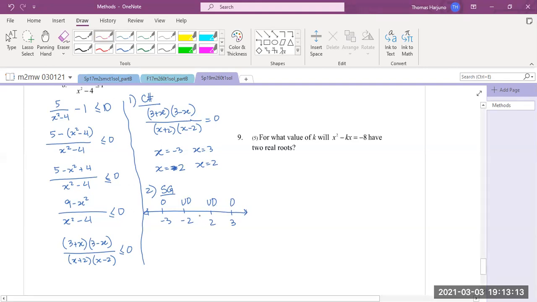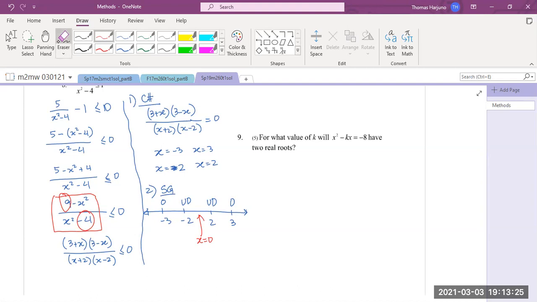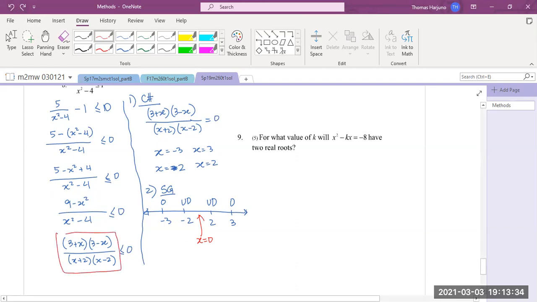Testing point x equals to 0. So when you plug in x equals to 0 here, right before you factor it, you will get 9 over -4, right? Of course, you can also plug that into the factor form. When x equals 0, you have 3 times 3 over 2 times -2, right? Either way, you will get the same sign here.